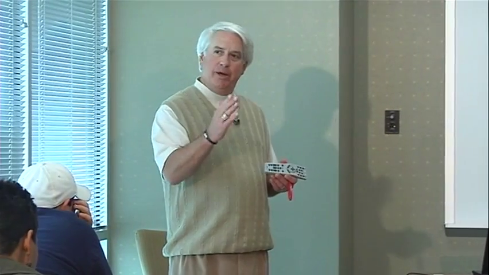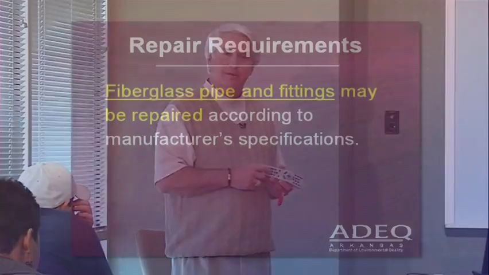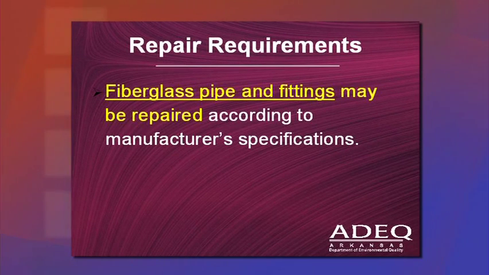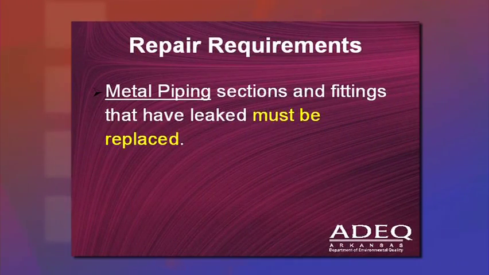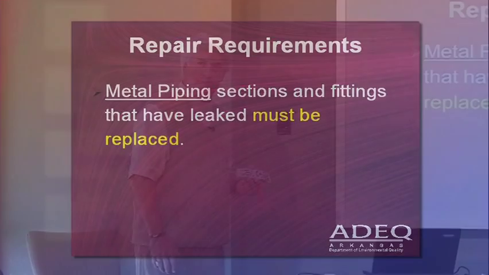Fiberglass tank repairs can be done. Fiberglass pipe and fittings may be repaired as long as they're done according to the manufacturer's specifications. If you have metal piping sections and fittings that have leaked, they've got to be scrapped. You've got to pitch them. They have to be replaced.